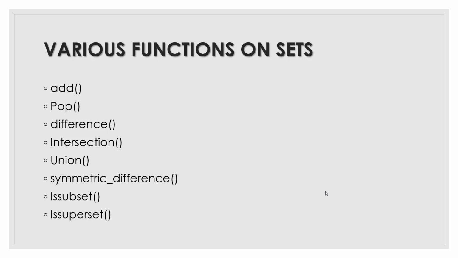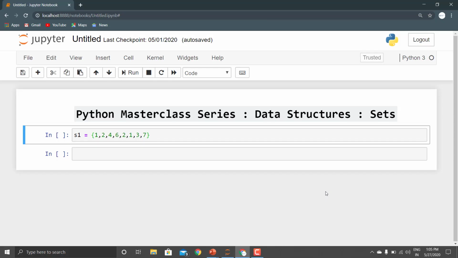Just like we have the set in mathematics, and we can find the intersection between two sets, union between two sets, similarly, we can use those functions in Python also. So now let us quickly get into the implementation.